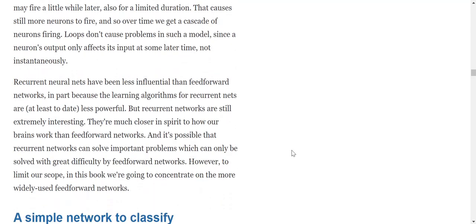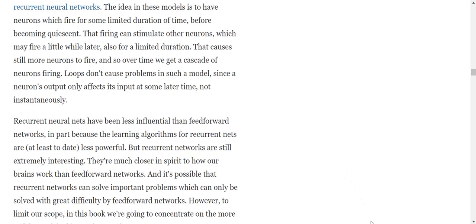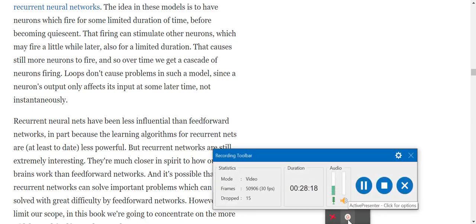So we'll be stopping here. I'd highly recommend reading up on this yourself or going through the material yourself. But this is what it is.